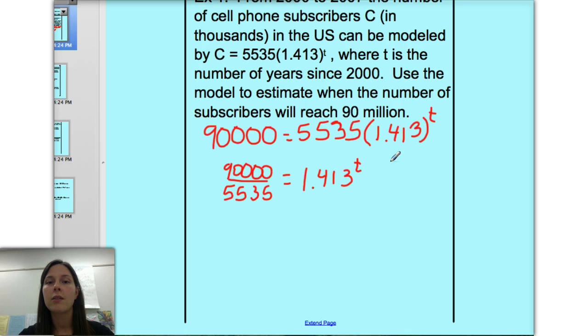I am going to use a log that my calculator knows, so I'm either going to choose the common log base 10 or the natural log base e. Both of them will work. Both of them give you the exact same result, so you can choose which one you want to use. Because I'm guessing more of you are comfortable with the common log, I'm going to go ahead and use the natural log. So I'm going to take the natural log of both sides.